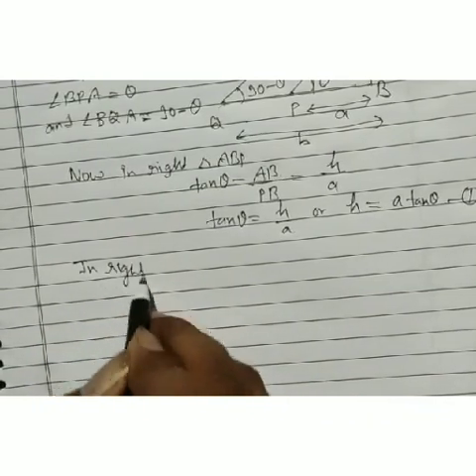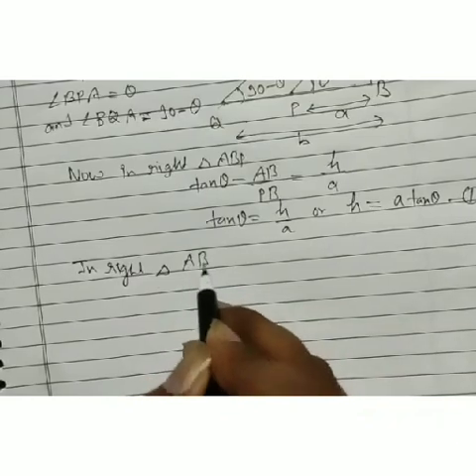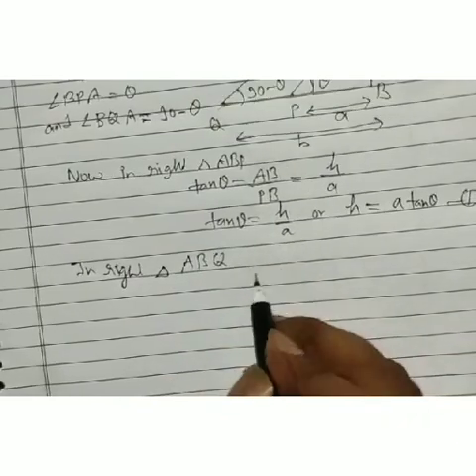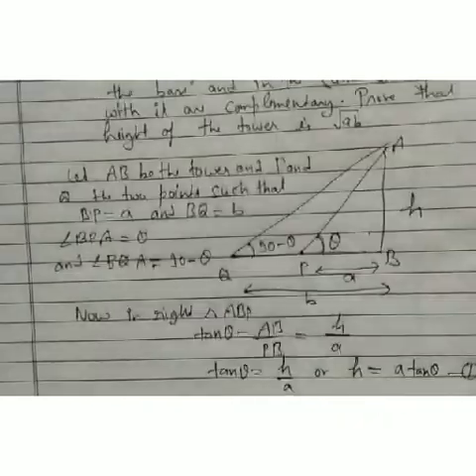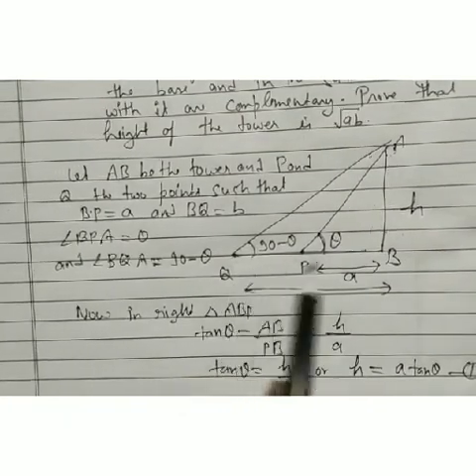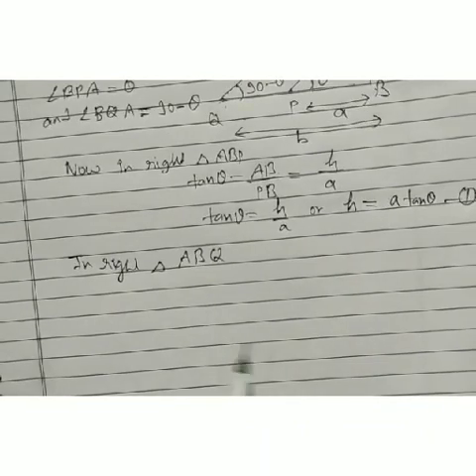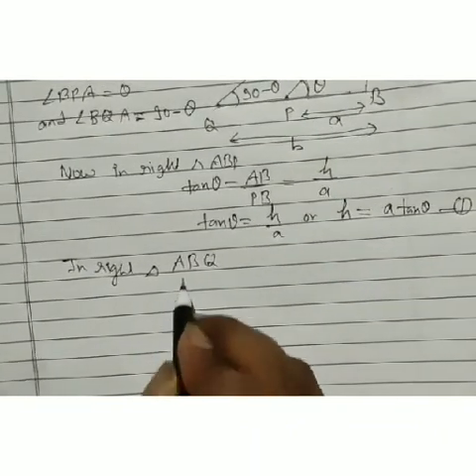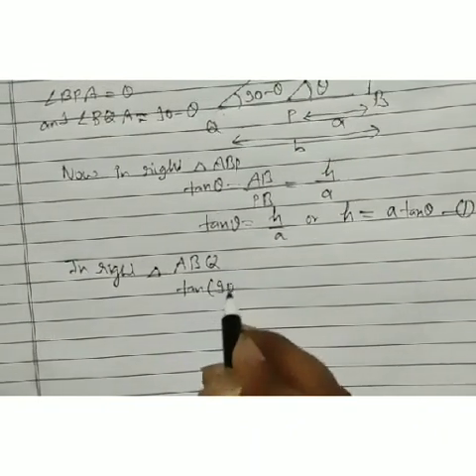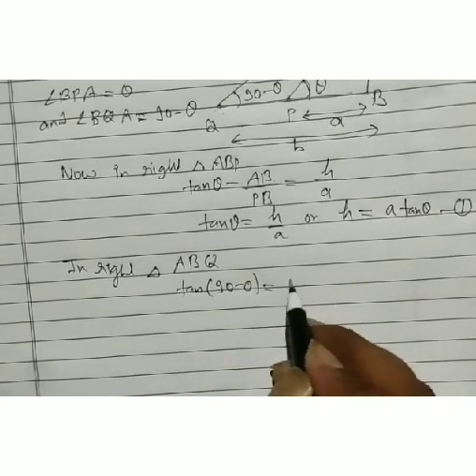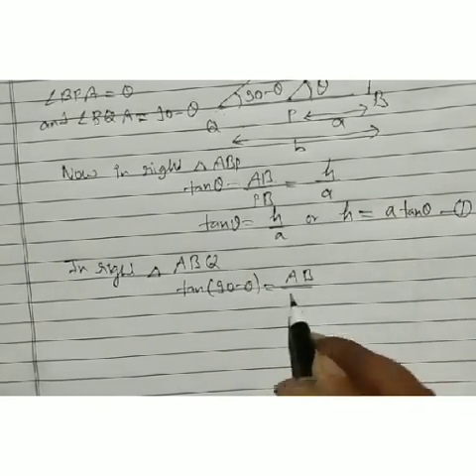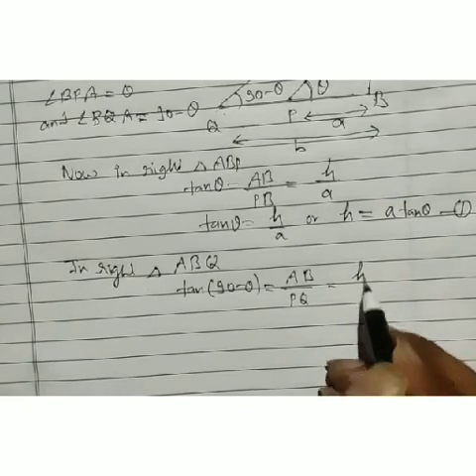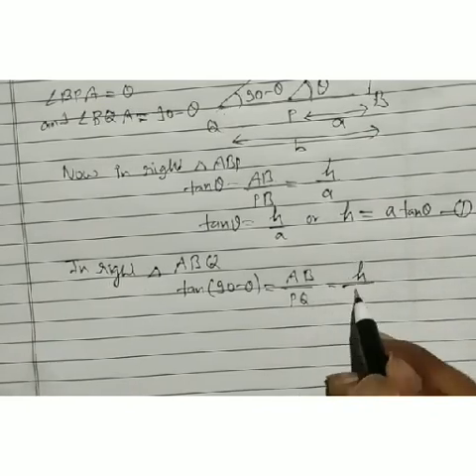In right triangle ABQ, what do we have? We take tan(90 - θ) equal to AB upon BQ. Tan(90 - θ) is equal to AB upon BQ, where AB is our H and BQ is our B.